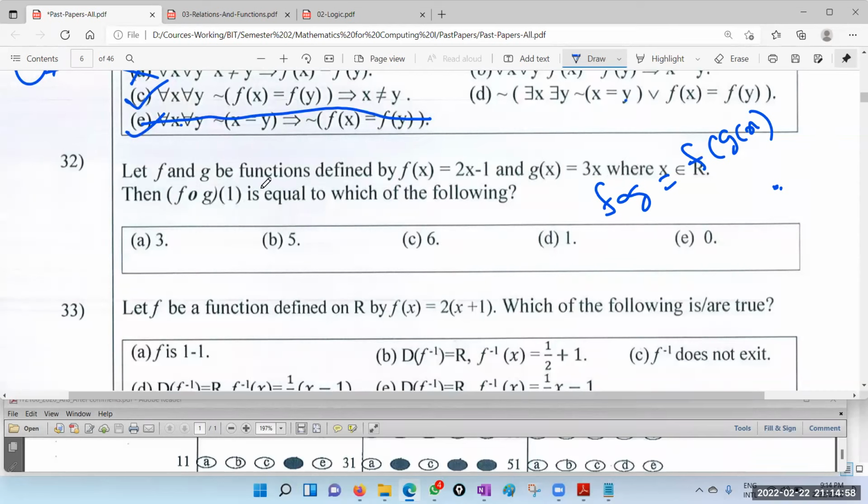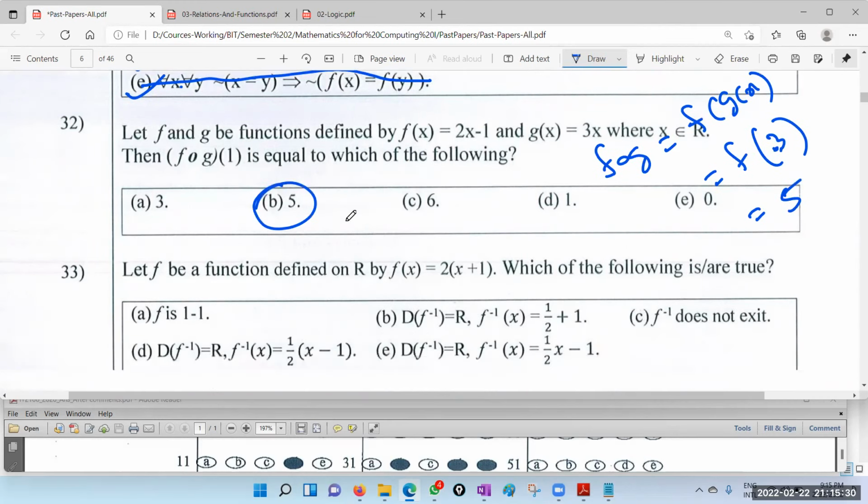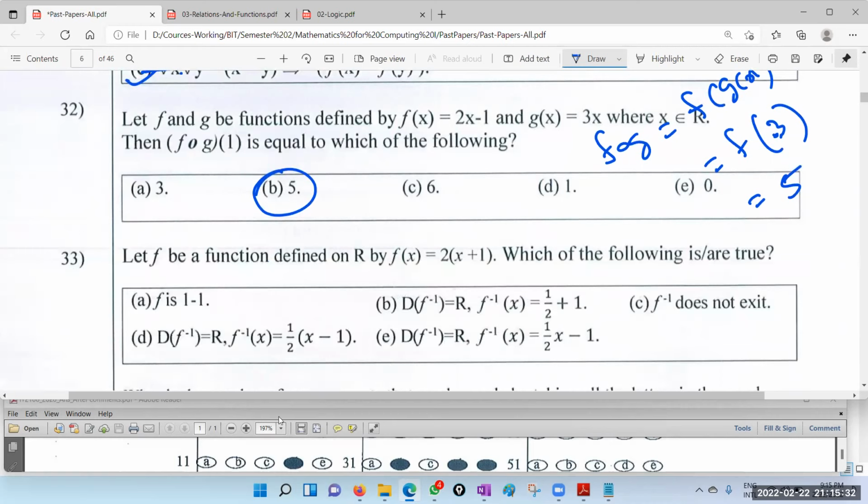Okay, f of g of 1. So therefore g1 is 3 times 1, which is 3, right? Then what we need is f3. fx is this, so we put 3 into it: 3 times 2 is 6, 6 minus 1 is 5. f of g is 5. Now let's see the answer. B, right? Answer must be B. So 32 answer must be B. Let's double check the answer.